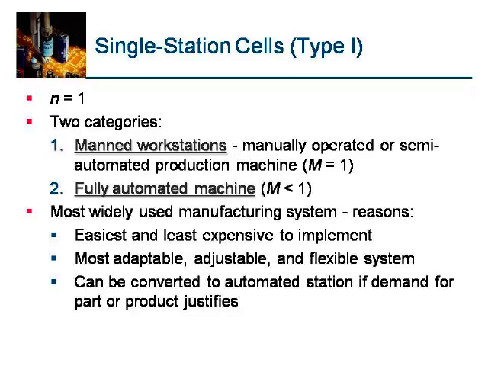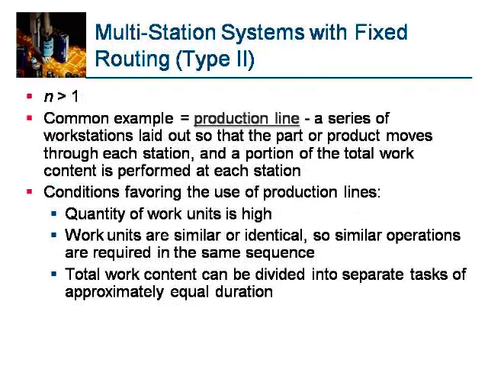Two categories are manned workstations, manually operated or semi-automated production machine, M is equal to 1, and fully automated machine, M is less than 1. Most widely used manufacturing systems, the reasons being easiest and least expensive to implement, most adaptive, adjustable and flexible system, can be converted to automated station if demand for part or product justifies.